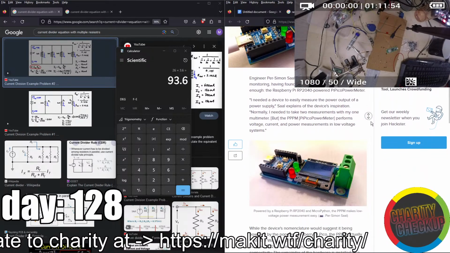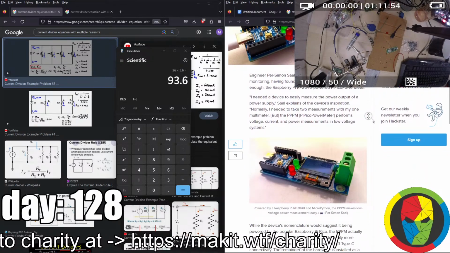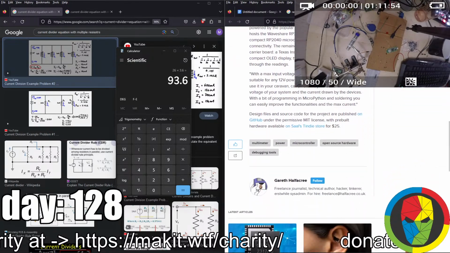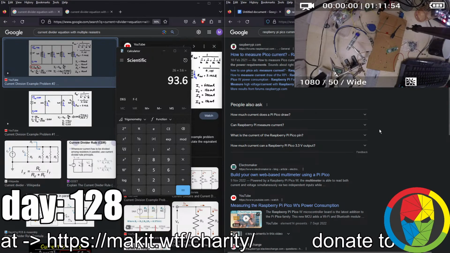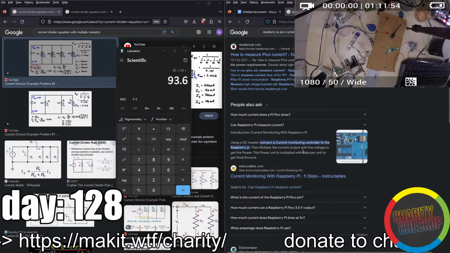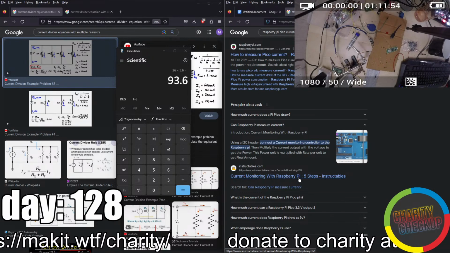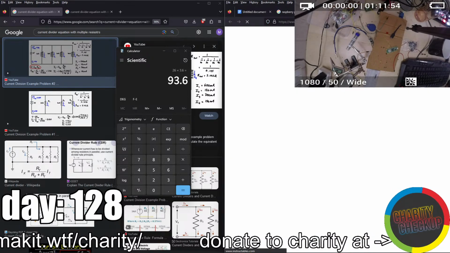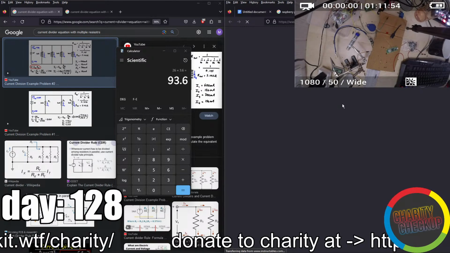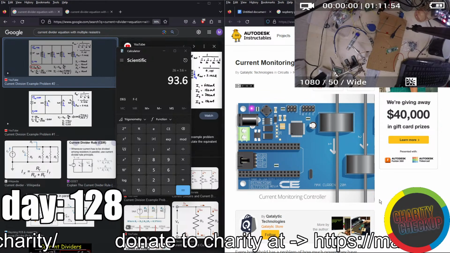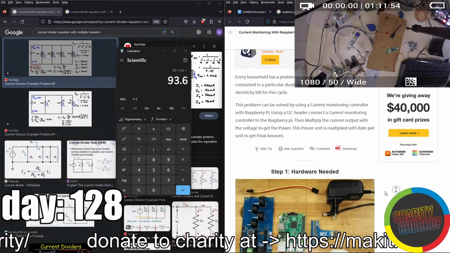There's design device power monitoring. A single monitor was enough. Okay. It's just a simple question. Can Raspberry control it? Connect a current monitoring controller. That sounds like a hardware part. Honestly, that sounds like an external hardware. Oh, I would really like money, but no, sorry.